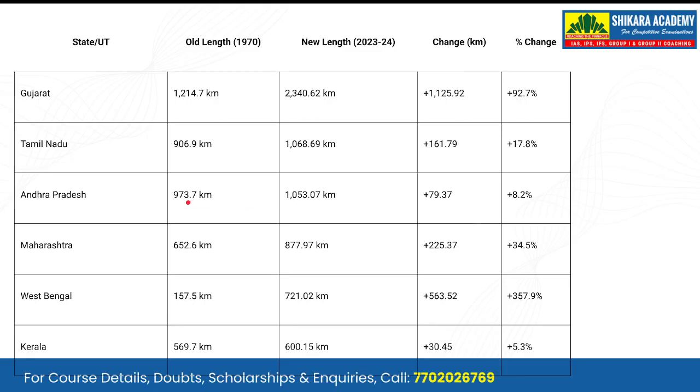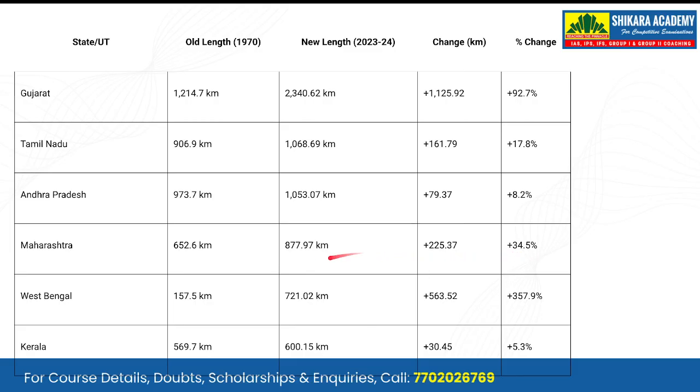Andhra Pradesh, we used to say like after Gujarat, Andhra Pradesh has the highest coastline, but now that has been updated with approximately 80 kilometers addition. That is 1053 kilometers, and the addition was 79.37, which is approximately 80 kilometers, which is 8%. Now Maharashtra 652 kilometers, which is a previous value. Now 877 kilometers, where 225 kilometers was added, and 34% was the newly added data.